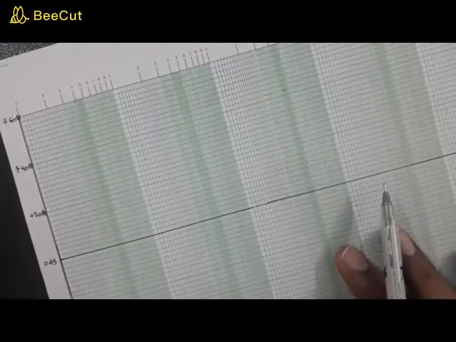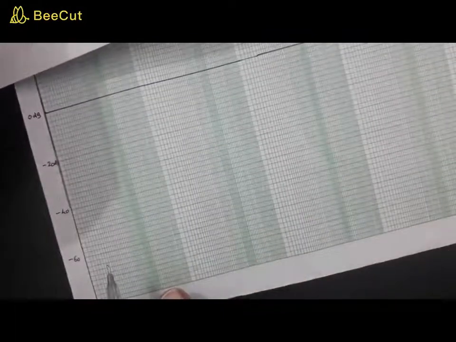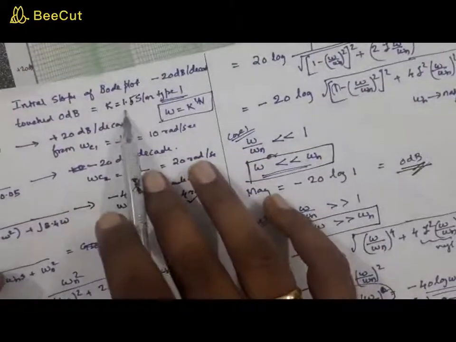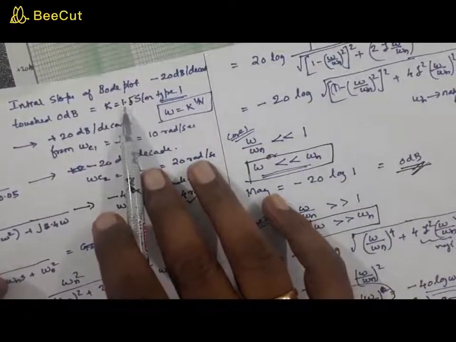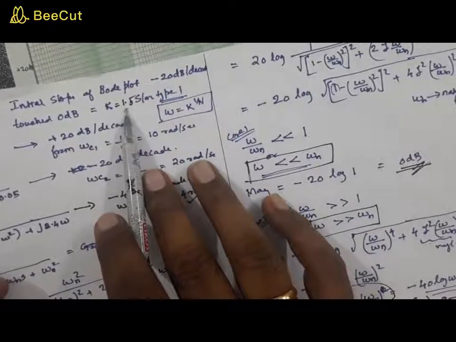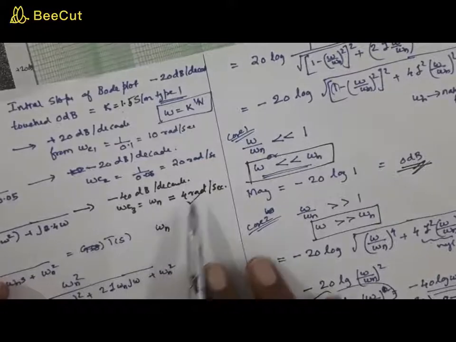Now another thing is the frequency axis. How to mark the frequency axis? You know that the minimum frequency is 1.5, that is the initial slope or the 0 dB frequency. That is the minimum frequency. Then comes the 4 radians.